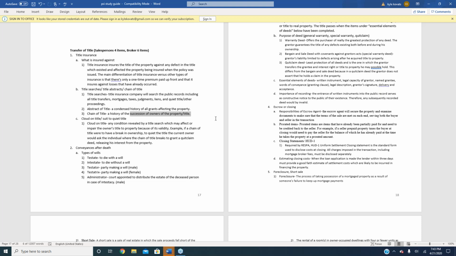A quitclaim deed is used to settle a cloud on title, because that would create that cloud on title, which is mentioned here.